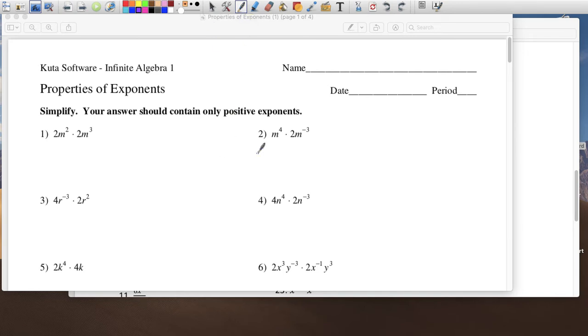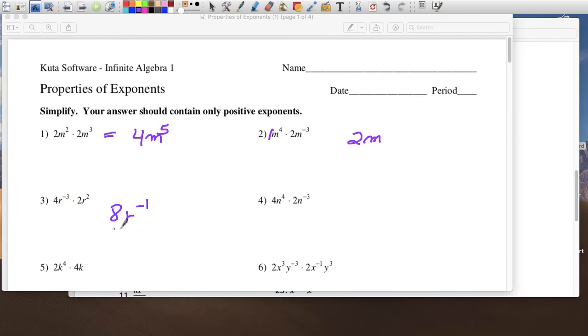All right, so again, our objective is to rewrite every expression so they have positive exponents. Okay, simplify them. This one, everything is positive. So 2 times 2 is 4, and m to the fifth. That's easy enough. Here, there's a 1 there if you like. Put a 1. 2 times 1 is 2, and 2m because we're adding the exponents, and 4 plus negative 3 is m to the first power. 8 r, negative 3 plus r squared gives me r to the negative 1.